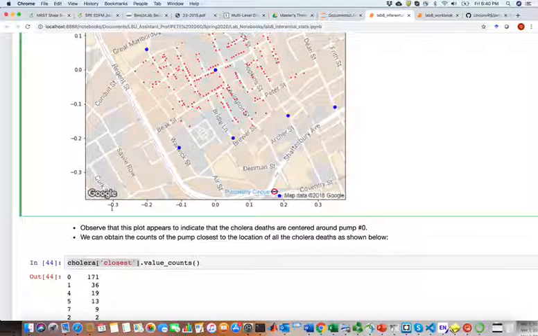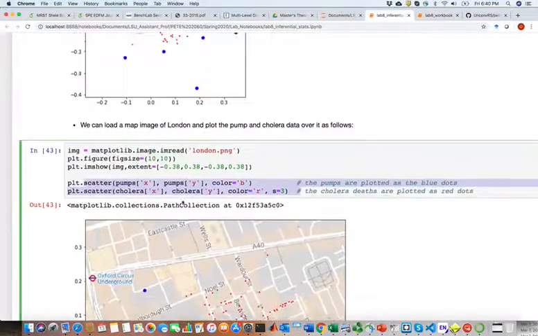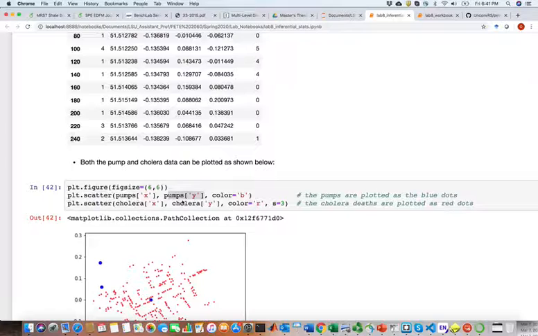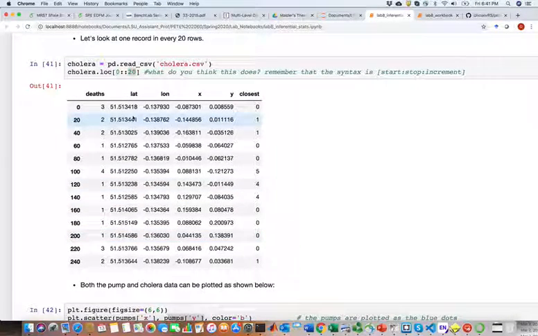First thing we're going to do is count the deaths closest to certain pumps. So I go back up here to the cholera death data. There is this last column here, which is closest pump. First column of data is the number of deaths. So there were 3 deaths at this location, and the closest pump to that location was pump 0. There were 2 deaths at this location. Closest pump to that point is pump 1.